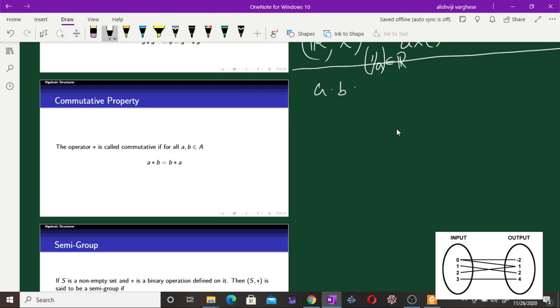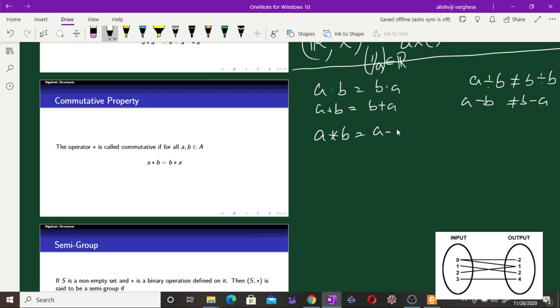So a into b is equal to b into a, so that's how commutative property works. But a by b is not equal to b by a, so it does not have commutative property. And in the case of real numbers and complex numbers, a plus b is equal to b plus a, but a minus b is not equal to b minus a. So the first one has commutative property, and the second one does not have a commutative property. And if we define some operations like a star b defined as a plus b minus ab, then we have to check whether it has commutative property or not.